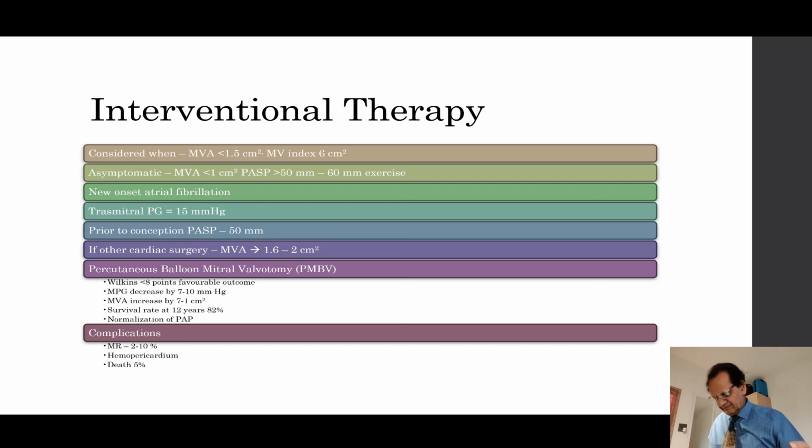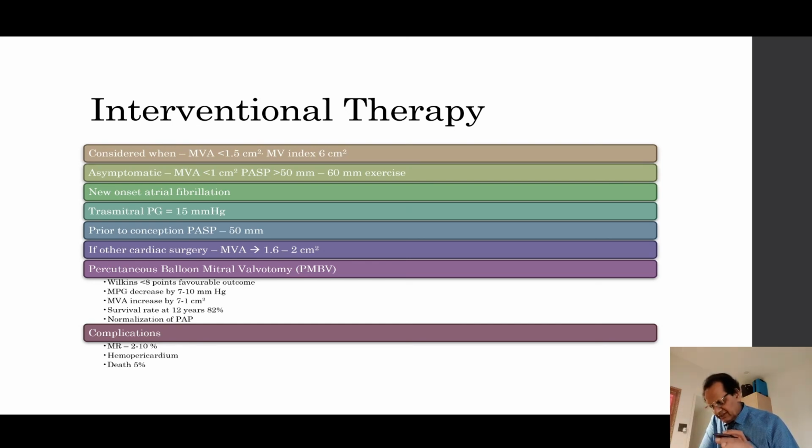Interventional therapy should be considered if the mitral valve area is less than 1.5. This is the ideal time. We should start looking for balloon angioplasty. It is the procedure of choice. It doesn't give a scar on the chest because these are the patients who are young girls, and cosmetically also it is very important. Even if it is asymptomatic, if the mitral valve area is less than 1 square centimeter and the pulmonary systolic pressure is more than 50 or 60, you just dilate the valve.